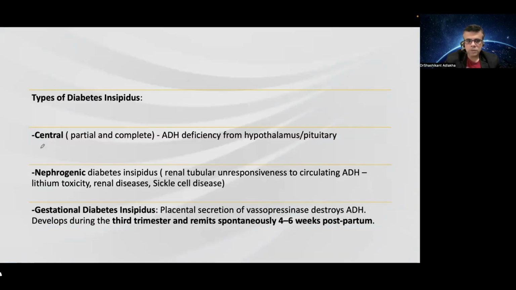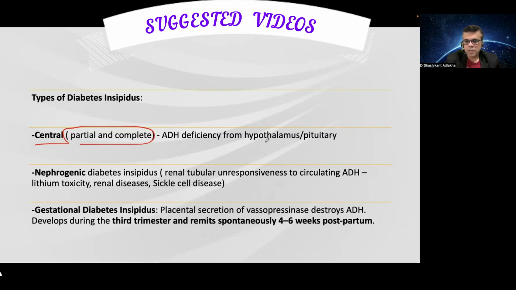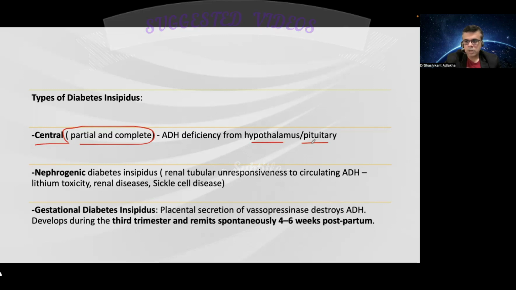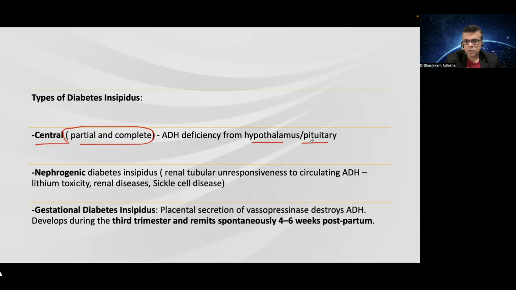Types of diabetes insipidus: it could be central, which is again divided into partial diabetes insipidus with a partial deficiency of ADH, or a complete deficiency of ADH. Here there is ADH deficiency because of a lesion in the hypothalamus or in the pituitary, or in the axis of hypothalamus to pituitary. The connecting axis of hypothalamus to pituitary gets distorted.